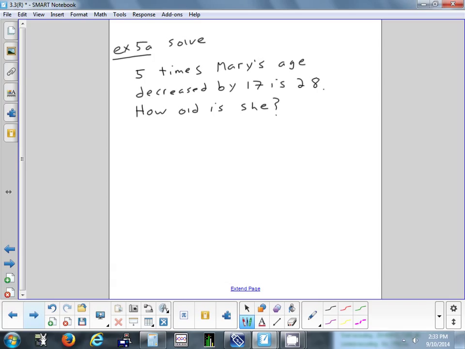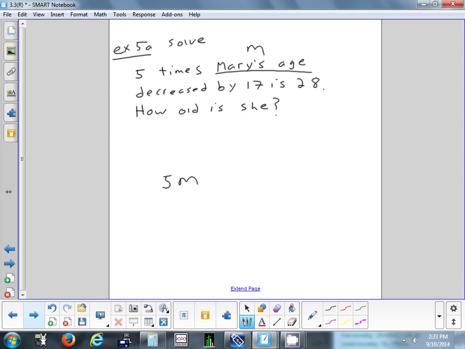Okay. What don't we know? What are they asking for in this problem? The age of Mary. Since we don't know Mary's age, what would be a good variable to represent Mary's age? M. Okay? So now we've got to set up an equation. We're just going to read it word by word. 5 times Mary's age. How would you write that? 5M.